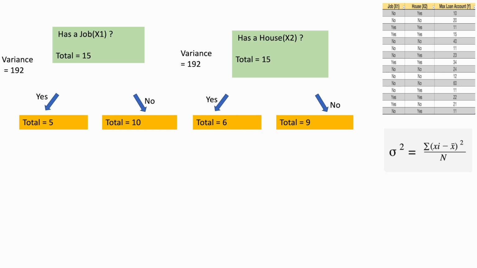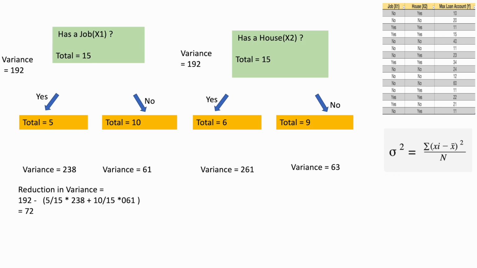For the other split, again you have the candidate splits, right? So 192, 192. Again you calculate the variance for each of the splits. Okay, so we have two categorical features. We'll do two candidate splits. The variance in case of left split was 238 and 61. In case of right, it is 261 and 63. Very similar to how we were calculating entropy. Only the formula is changed. Instead of entropy, we are calculating variance.